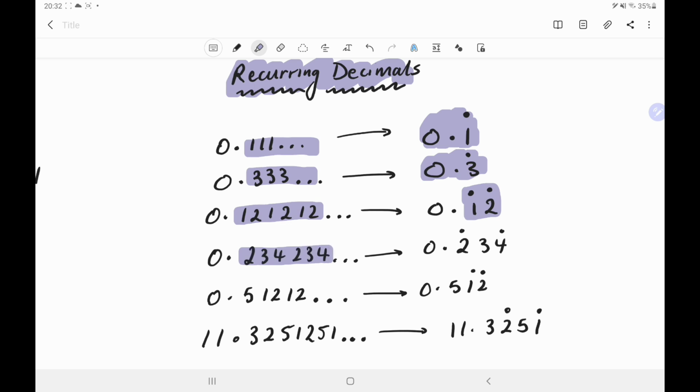0.234, 234, 234, and so on. To write it with dot notation, it's 0.234 with a dot above the 2 and the 4, not in between. So the dot signifies where the recurring digits start and where they end. 0.512, even though the 5 is on its own and it isn't part of the repeating digits, it is still a recurring decimal. And to write it with the dots, it's 0.512 with a dot above the 1 and the 2.